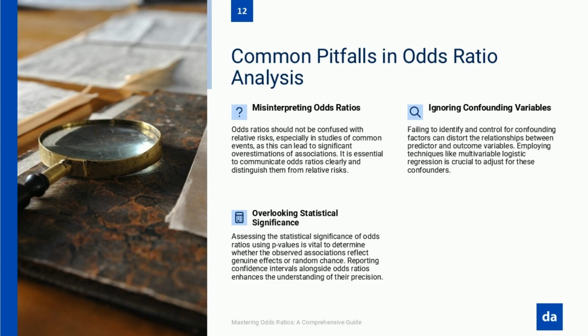This may involve careful consideration of sample size and power calculations, randomization techniques in experimental studies, and the use of validated instruments for data collection. Furthermore, pre-registration of study protocols and analysis plans can help reduce the risk of selective reporting and post hoc adjustments that may inflate the significance of odds ratios.